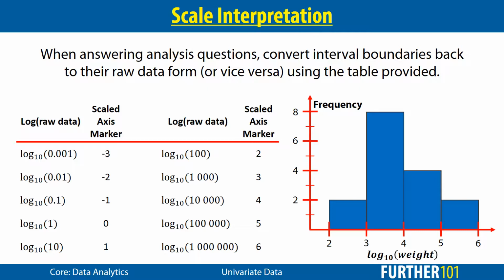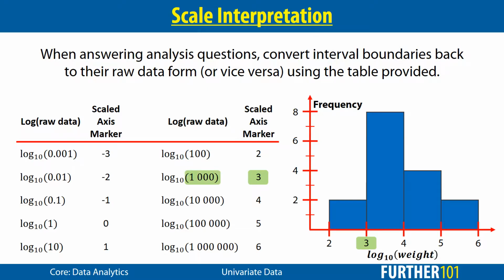To actually get any real meaning out of the log scale when analysing a histogram, you need to convert the scaled number back to its non-scaled raw data form. So the easiest way to do this is to just use the table that I presented earlier and I've linked in the video description. Find the x-axis marker of interest in the scaled axis marker column and then read the number inside the bracket of the related logarithm. This is your non-scaled answer. Thus, the scaled axis marker 2 represents 100 kilos. The 3 represents 1000 kilos, and so on.